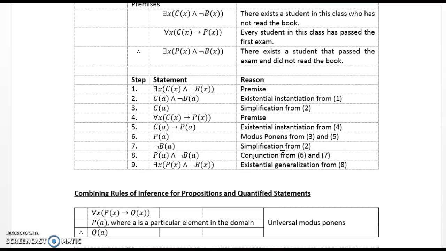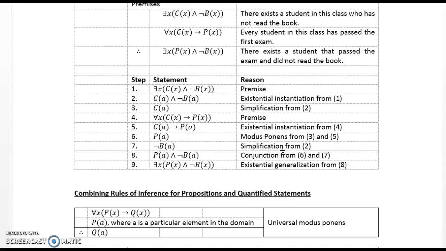Step 1. There exists x, C of x and not B of x. It's a premise. 2. C of A and not B of A, existential instantiation from 1. 3. C of A, simplification from 2. 4. For all x, C of x implies P of x. It's a premise. 5. C of A implies P of A, universal instantiation from 4. 6. P of A, modus ponens from 3 and 5.